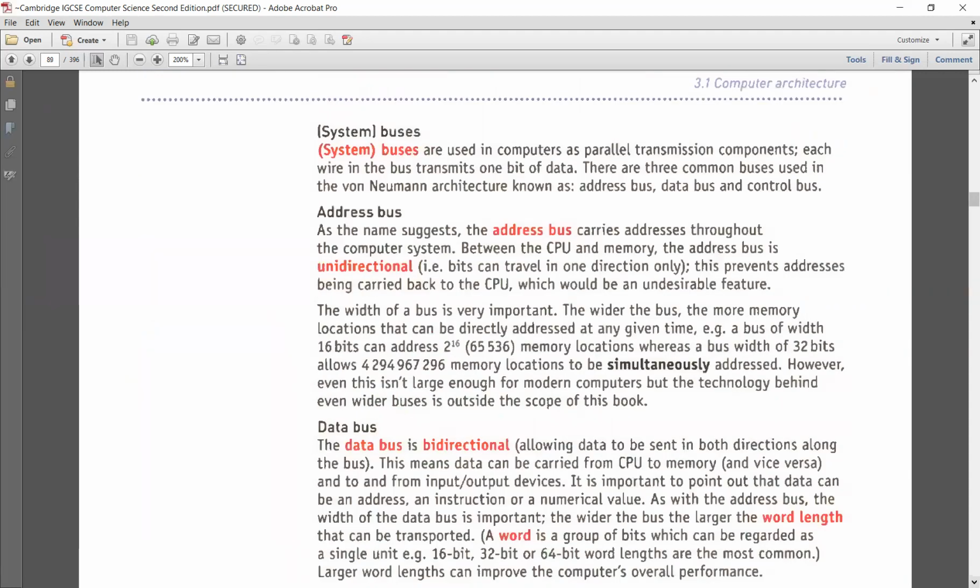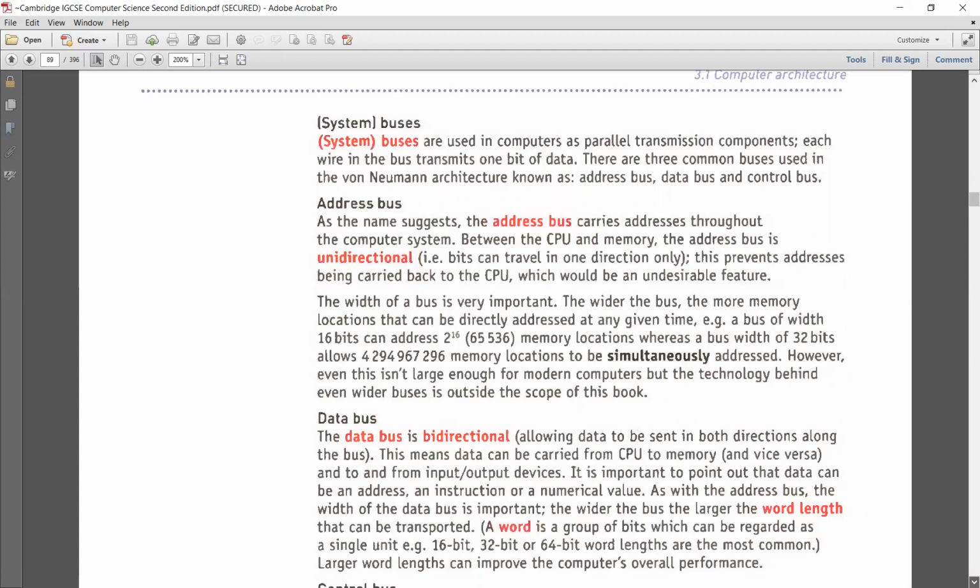Moving back to buses, you can see the address bus. As the name implies, it is carrying the addresses throughout the computer system, and it is a unidirectional bus. It is between the CPU and the memory. The bits are traveling in one direction only because it prevents the addresses from being carried back to the CPU, which would not be a needed feature. That's why address bus is unidirectional. And one more thing is the width of the buses: the number of bits that can be transmitted is definitely going to make the performance of the computer system better.